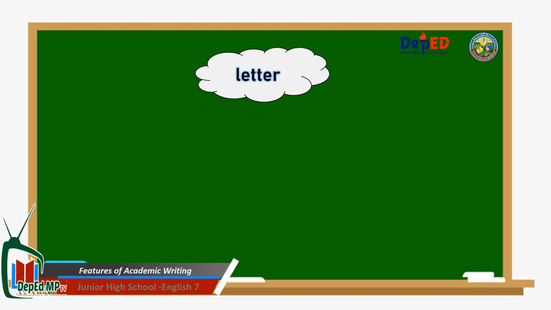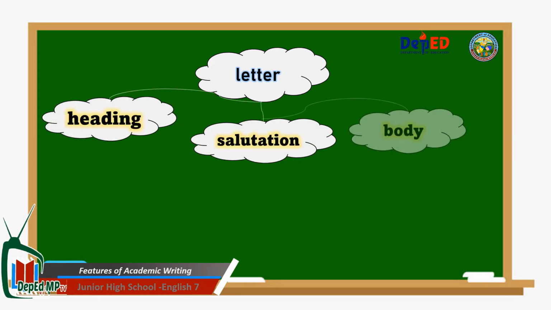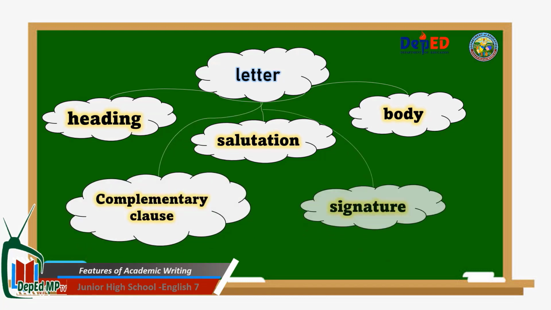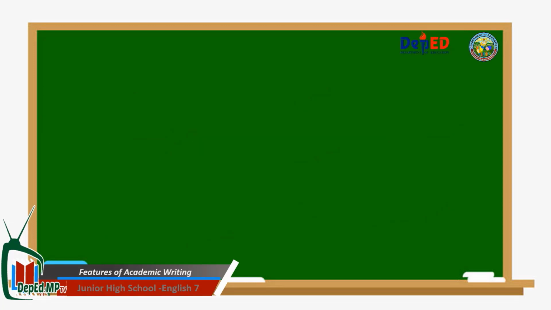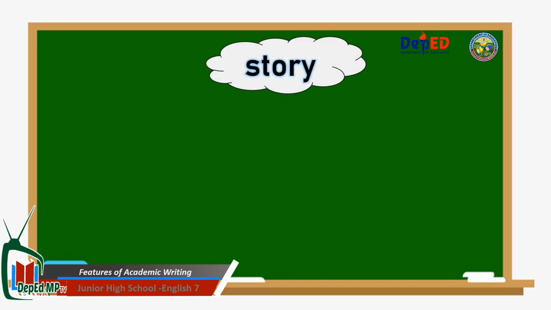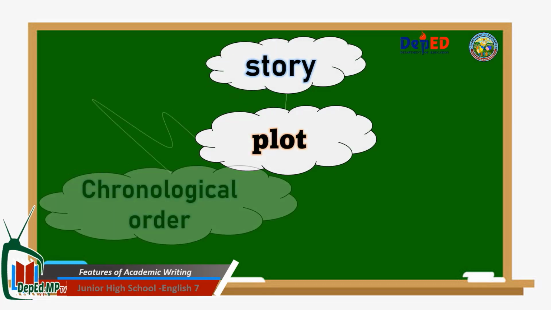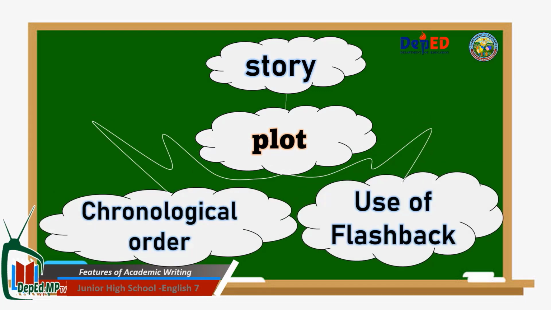In letter writing, for instance, you have to follow a format. You must know the basic parts like the heading, the salutation, the body of a letter, the complementary clause, and the signature to be able to write a good one. The same is true in literary writing. When you write a story, you need to have a plot. You may either write chronologically or use flashback technique.